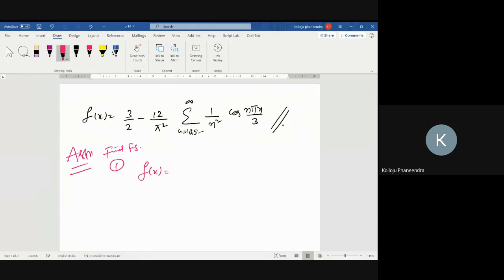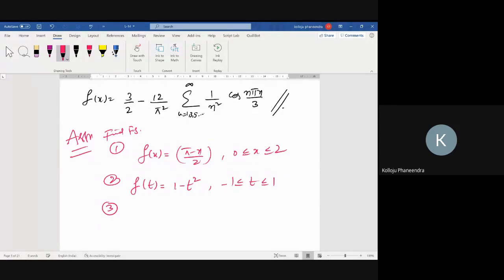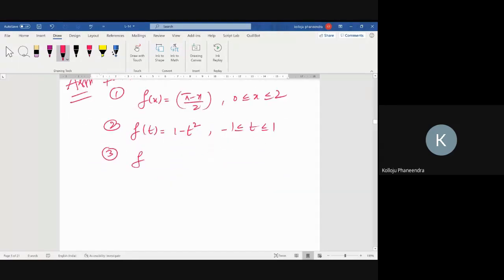This is f of x equal to pi minus x by 2 in the interval 0 less than or equal to x less than or equal to 2. Next one, f of t in place of x, t is there. That is the change: 1 minus t square, minus 1 less than or equal to t less than or equal to 1. And third one, f of x equal to 2x minus x square in 0 to 2. That's enough. These are the 3 assignment problems in an arbitrary interval, or one can try this.